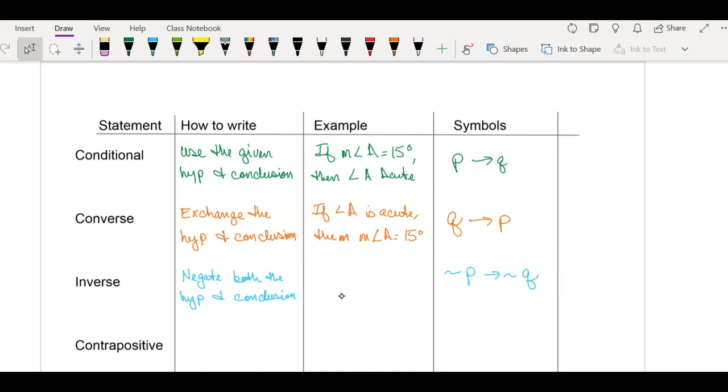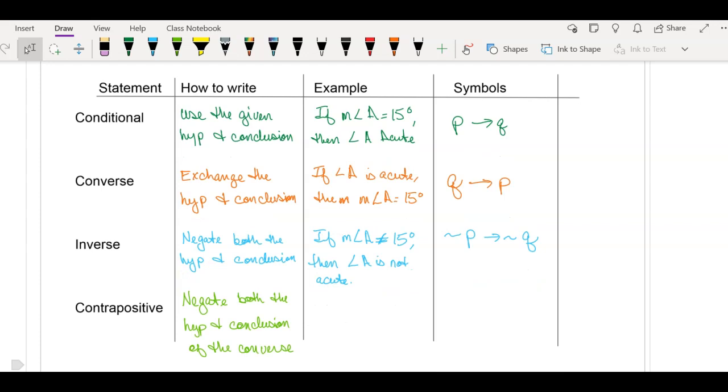So we would write that as, if the measure of angle A is not equal to 15 degrees, then angle A is not acute. So again, we would write, if the measure of angle A is not equal to 15 degrees, then angle A is not acute.